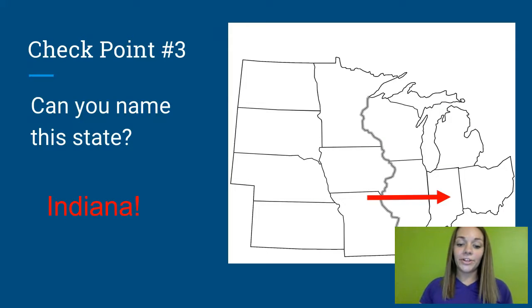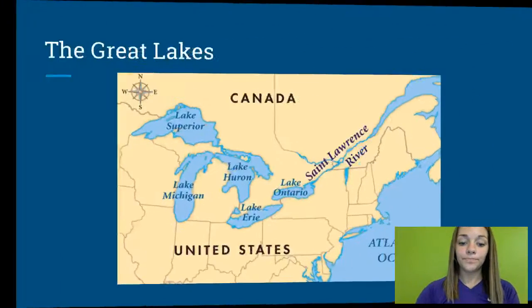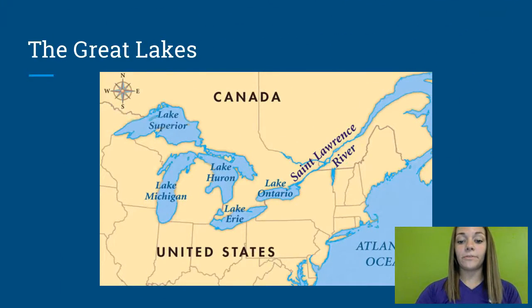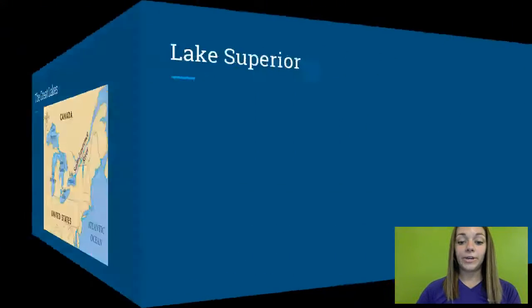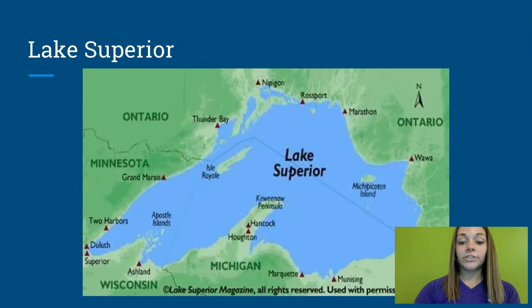Our next unit is going to be on the Great Lakes. We're going to preview this and talk about what we'll be learning about. The Great Lakes are located at the northeastern part of the Midwest region. There are 5 Great Lakes. 3.5 of the Great Lakes are located in the Midwest region. One of those Great Lakes is Lake Superior. Lake Superior is the largest of the Great Lakes and is located on the top of Michigan and Wisconsin.